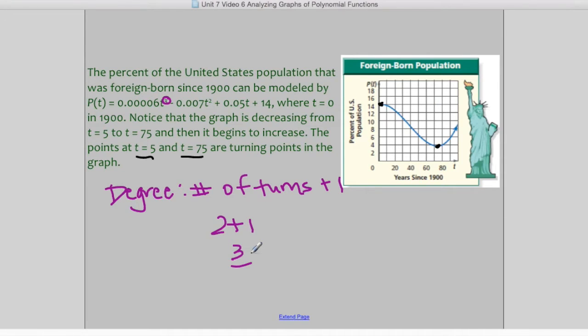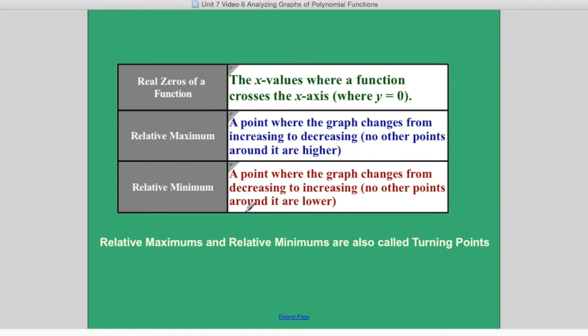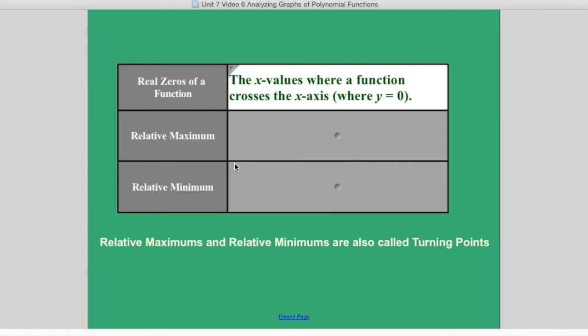My turning points are also called maximum and minimums. Okay, this is a max because it's the highest. Okay, and this one is a min. So those are some other values we are going to be looking at today. We will be finding the real zeros of a function, the relative max and the relative min.